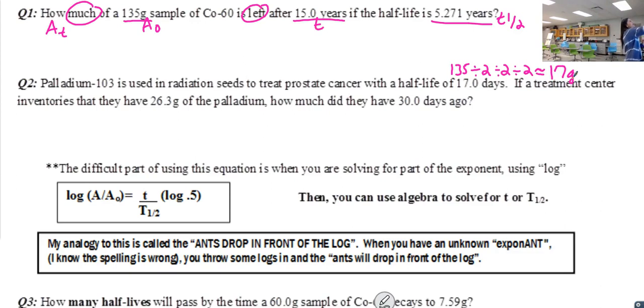So I'm going to write, now because I know I'm solving for A at t, I am going to actually write this where I do A equals A0 times 0.5 to the t over t1/2. And let's fill in our values.